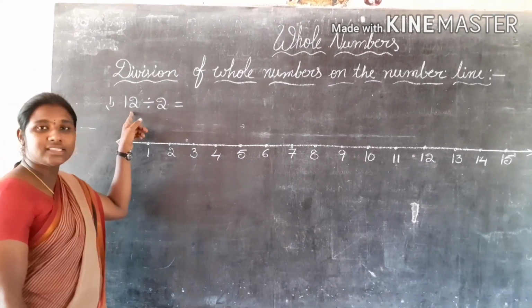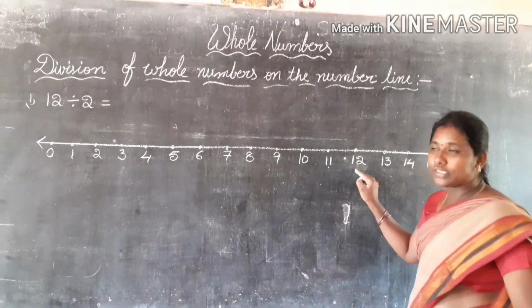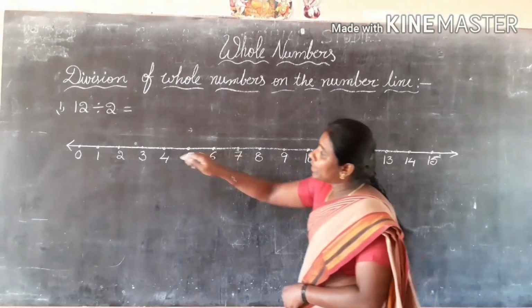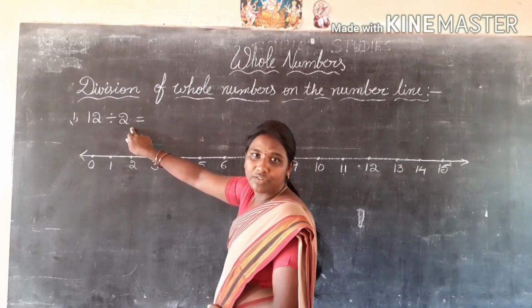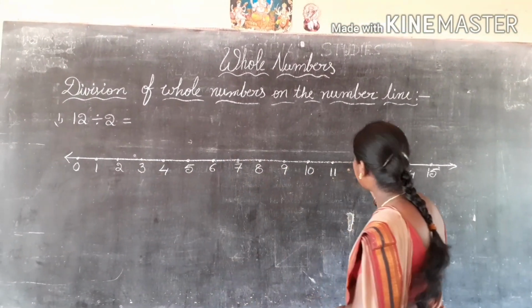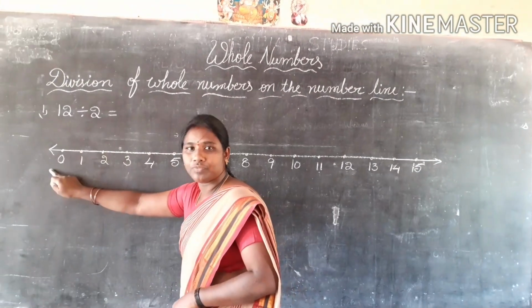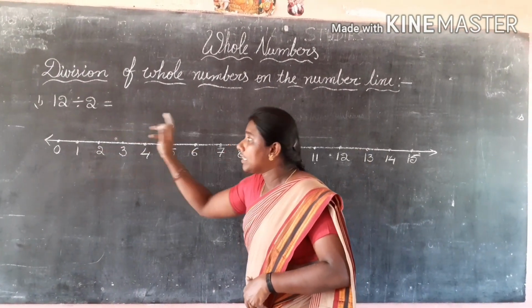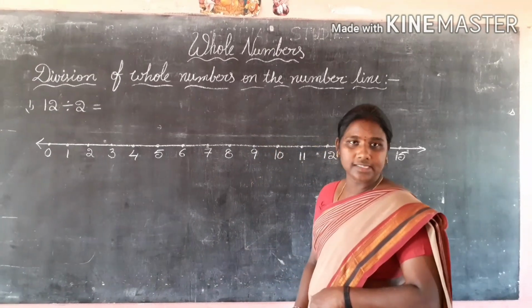We have to start. What is the first number here? 12. There we have to start. By what number are we doing division of this 12? By 2 we are doing division. That's why from here we are moving 2 numbers back side up to 0. Up to there how many jumps we take? That is the answer for this division.